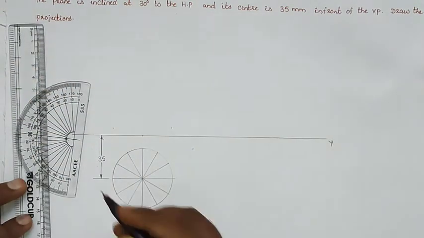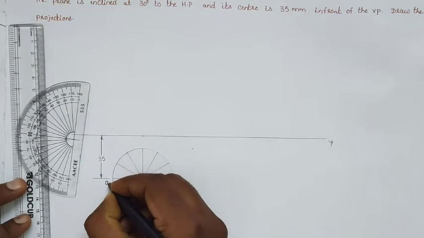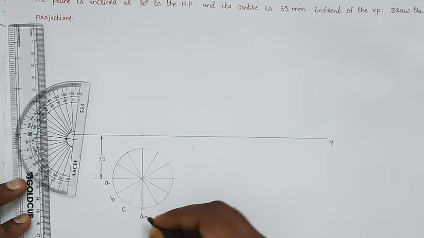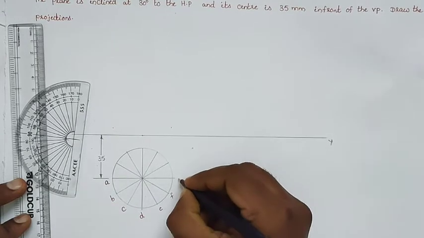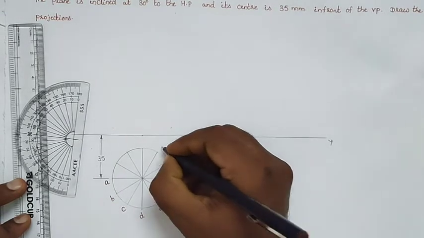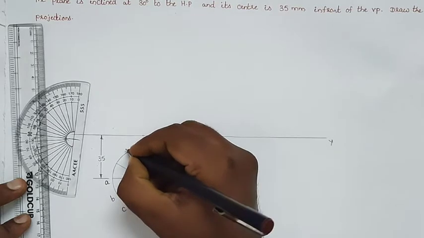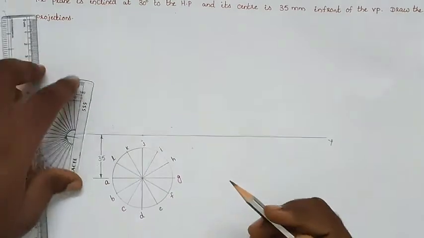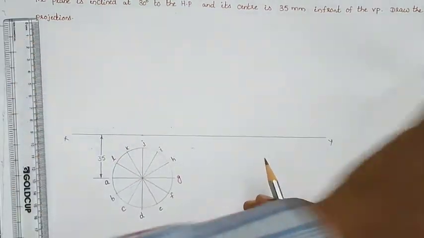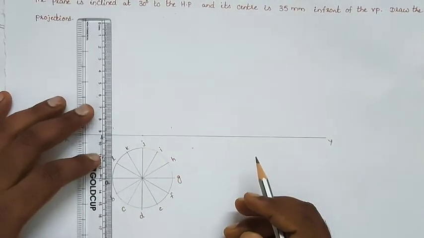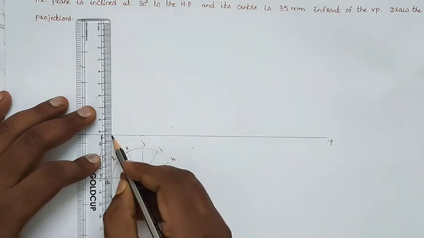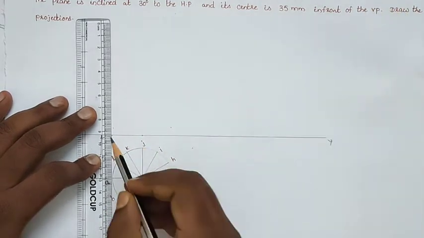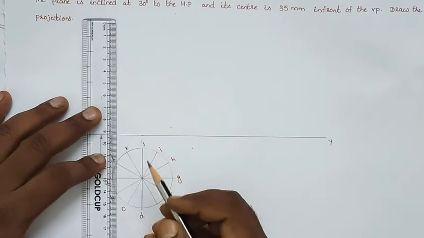After dividing the circle into 12 parts, we will name the points on the top view of that circle: A, B, C, D, E, F, G, H, I, J, K and L. Now, after drawing the first top view as a circle with 50 mm diameter, I will project it in the upward direction. The circumference is on the HP, meaning on the reference line, and we'll get the front view.